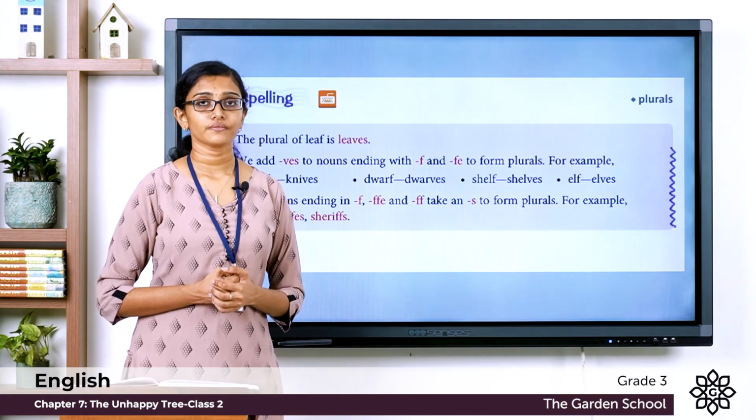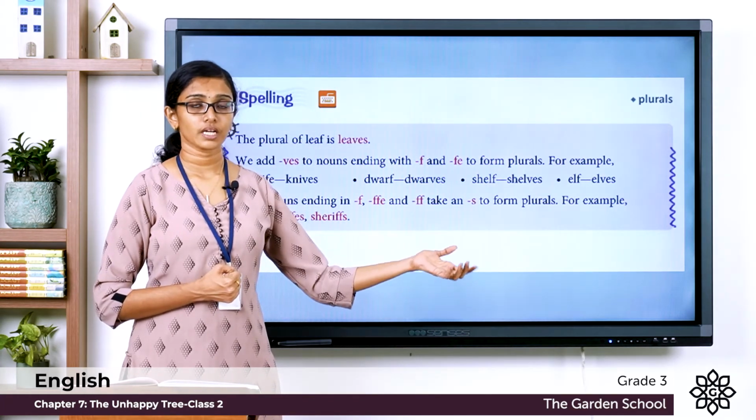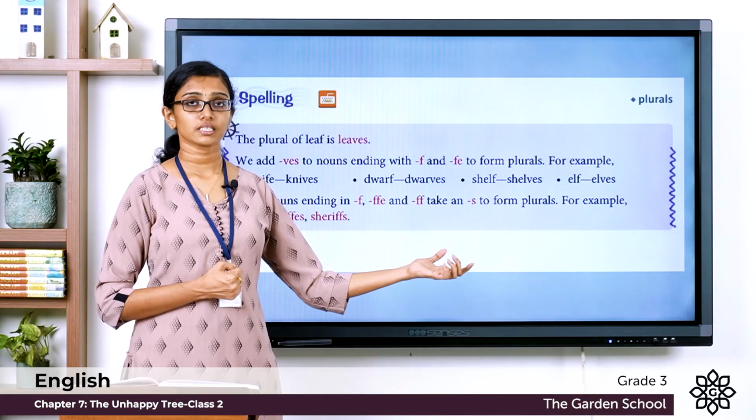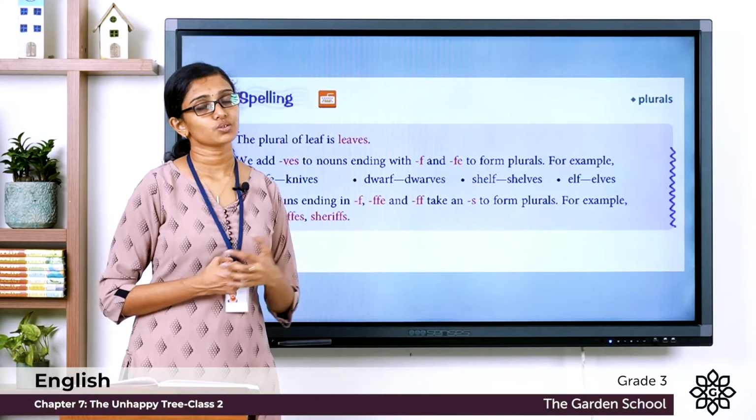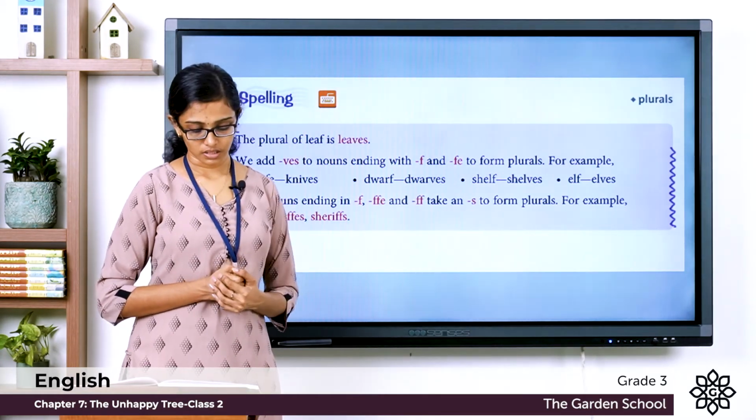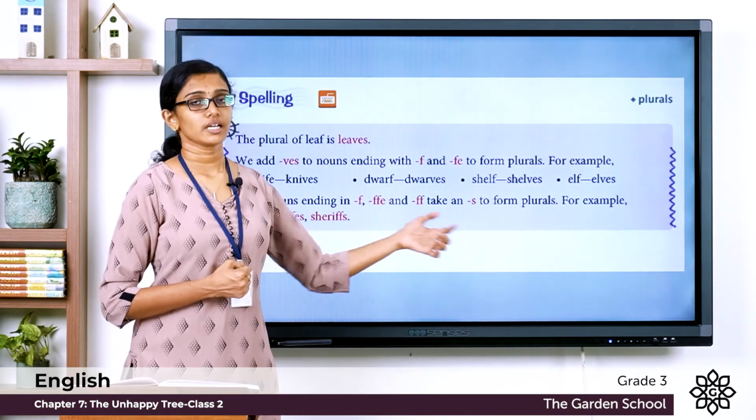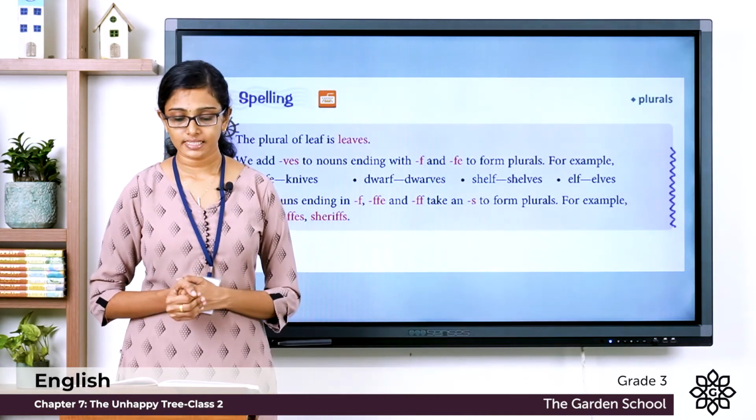The word giraffe, it ends with FFE. Instead of adding VES, we just add one S to the end. Giraffe, giraffes. Similarly, sheriff, sheriffs. Let's move on to the next exercise.